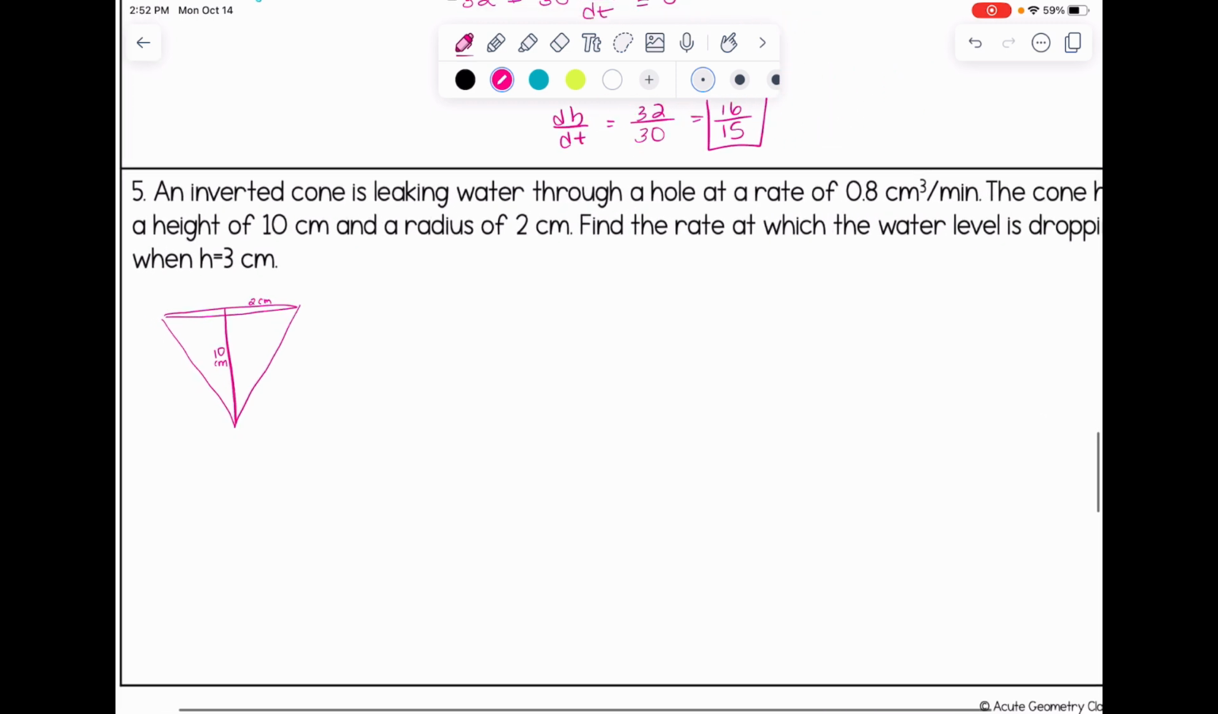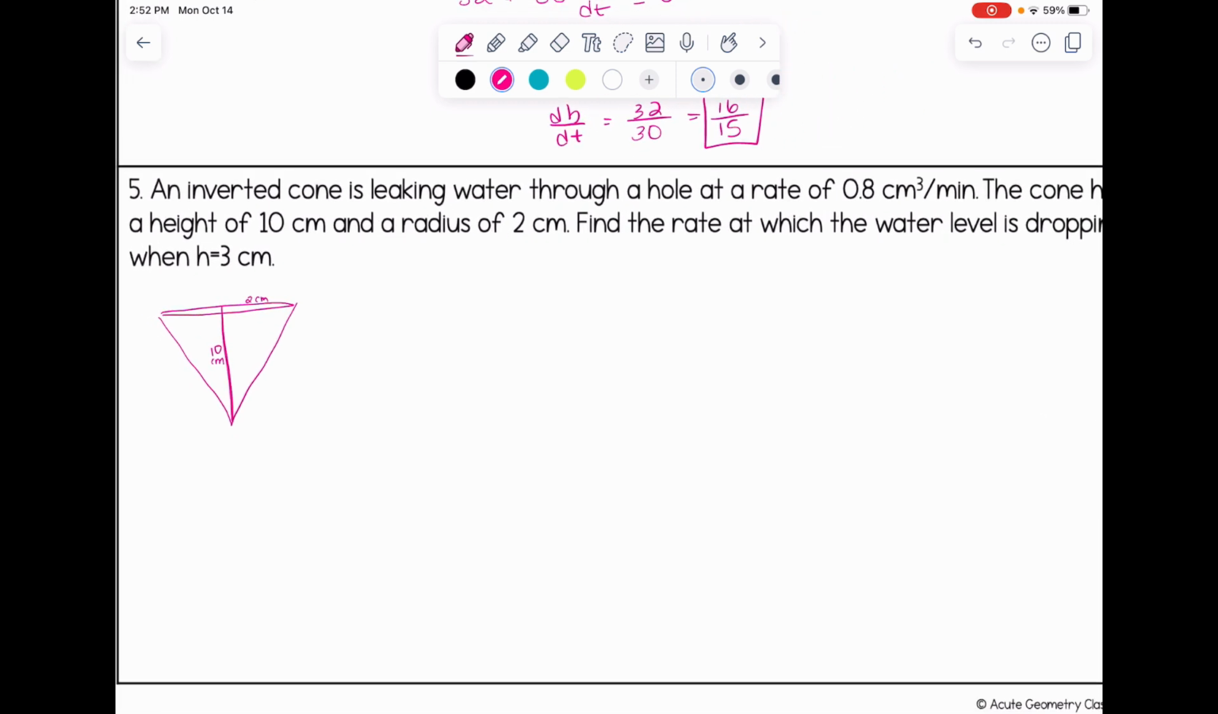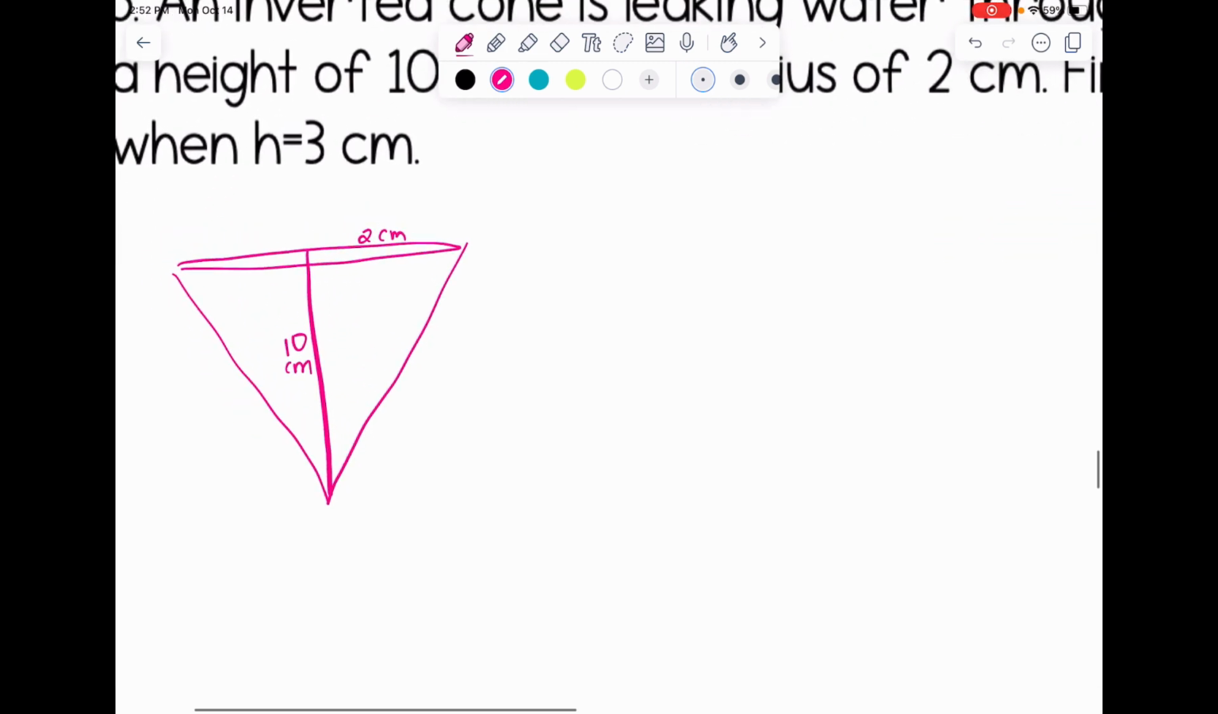Now it says find the rate at which the water level is dropping. The water level is basically the same thing as the height of the water. Just keep in mind what that really means when height is 3. Okay, so let's talk about this for a second here. We want to talk about when the height or the water level is 3. That might look something like this. Okay, so the radius at that point is not 2. So let's make a note that r is not equal to 2, because when you have a cone, the radius changes throughout. So we know this is going to be something less than 2.